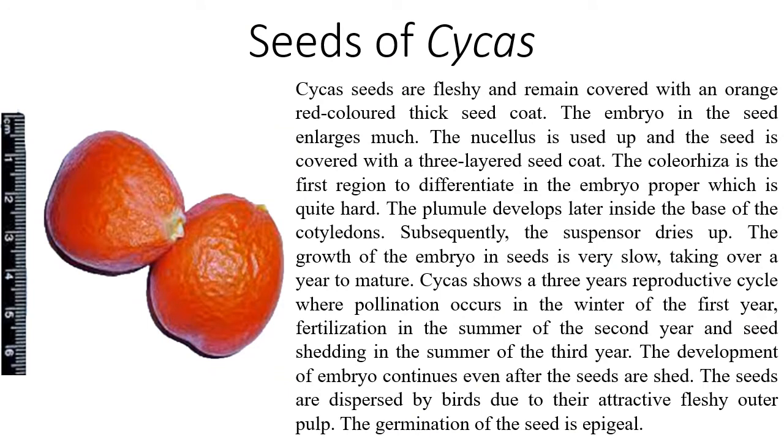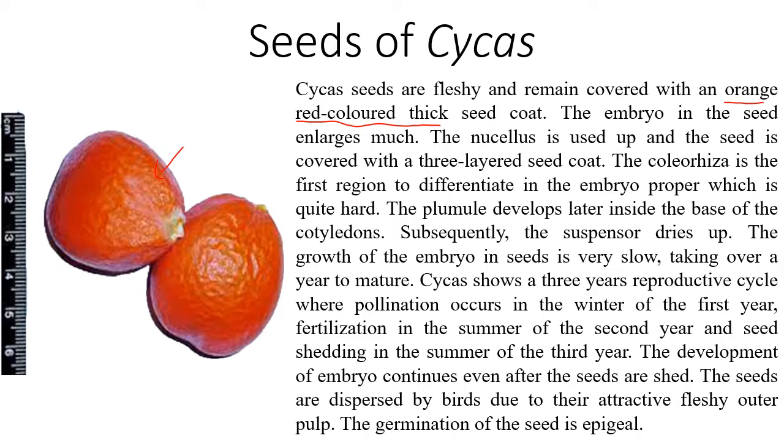Cycas seeds are fleshy and remain covered with an orange red colored thick seed coat that you can see here. The embryo in the seed enlarges much. The nucellus is used up and the seed is covered with a three layered seed coat. The coleorhiza is the first region to differentiate in the embryo proper, which is quite hard. The plumule develops later inside the base of the cotyledons. Subsequently, the suspensor dries up. The growth of the embryo in seeds is very slow, taking over a year to mature.